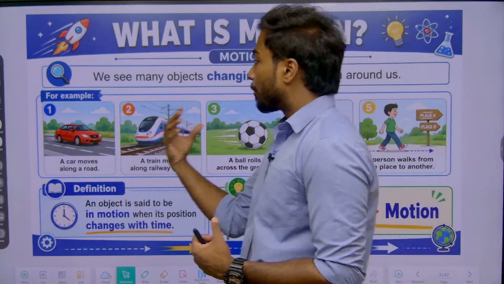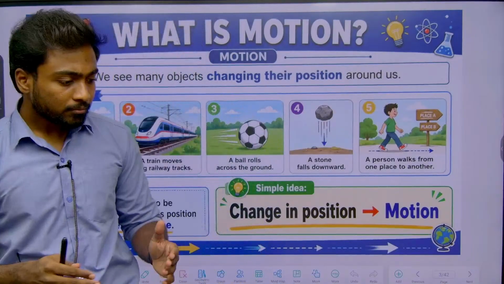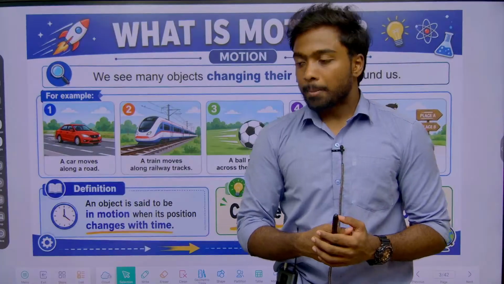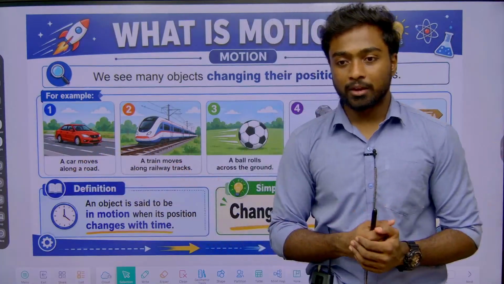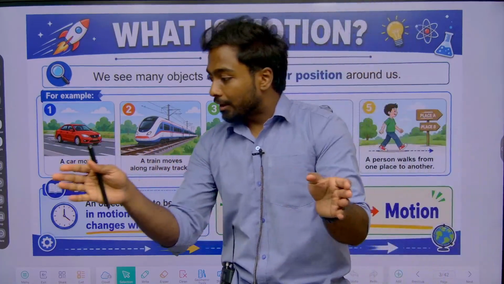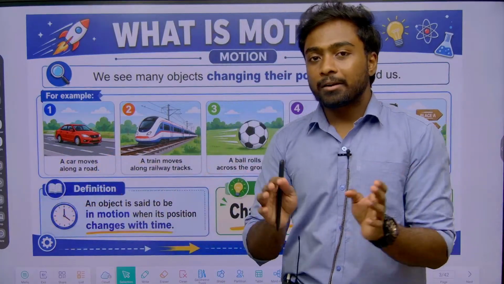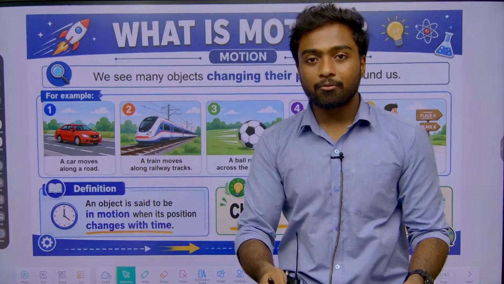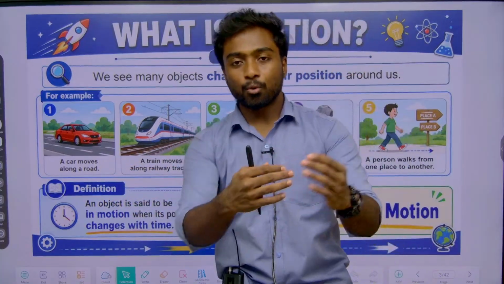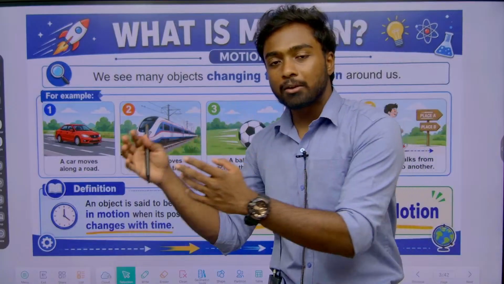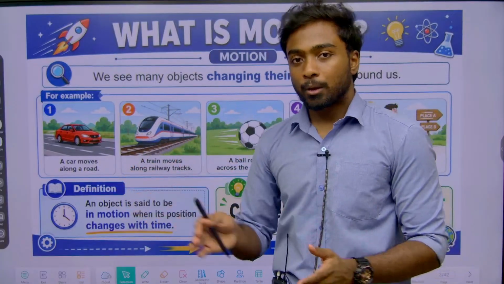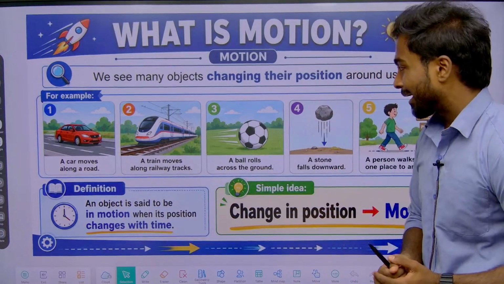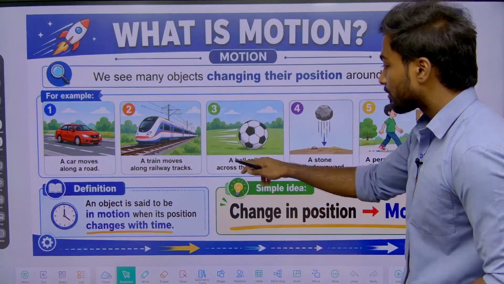When we are going in a train or a bus, we say the trees are going back. Yes or no? Trees are running backward, but that's not the case. You are traveling in the vehicle, moving forward, and that's why the relative object appears to go backward. The next example is a train that moves along a railway track.